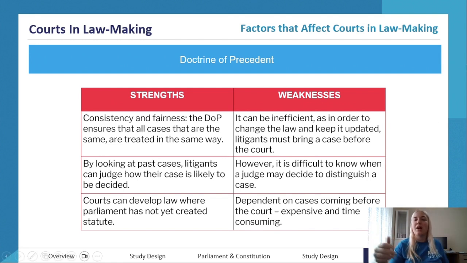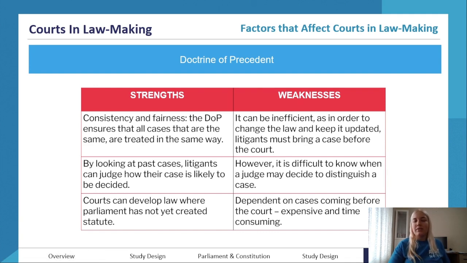Additional weaknesses are the requirements for costs and time, obviously. So not everyone has the time or the money to initiate and pursue cases through the courts. It's dependent on cases coming before the court, expensive and time consuming. So exactly what we talked about.